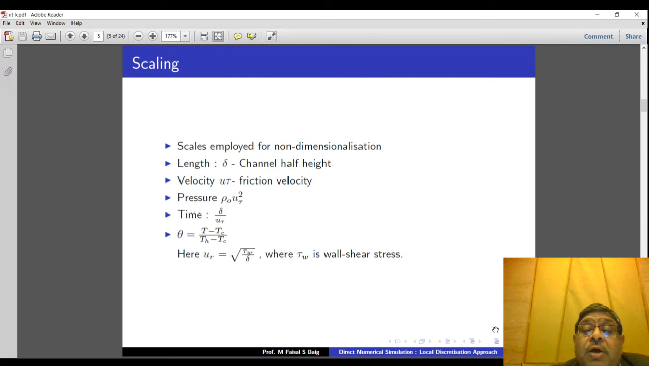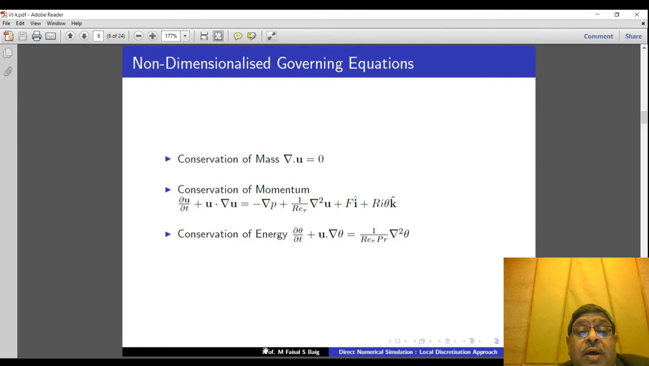Then we have the scales employed for non-dimensionalization. We have the length scale, and the velocity scale, which makes use of the friction velocity. We have the pressure scale, time scale, as well as the temperature scale. Here, the friction velocity is given by the expression in the slide. The non-dimensional form of the governing equations is shown here.